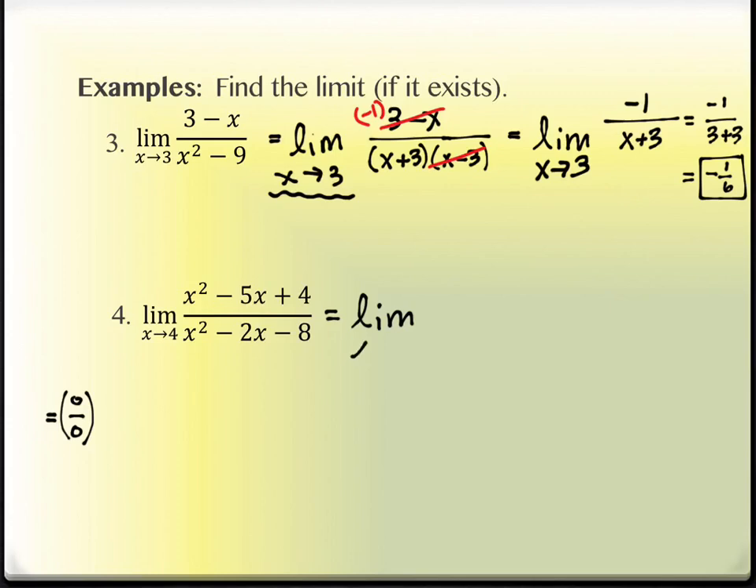So we're going to take the limit as x approaches 4, rewriting it every single time, and we're going to factor. So how will this numerator factor? Okay, x minus 4, and x minus 1. Sorry, I have a typo on my paper, but yeah, okay. How about the second one? X minus 4 and x plus 2? Yeah, x plus 2.